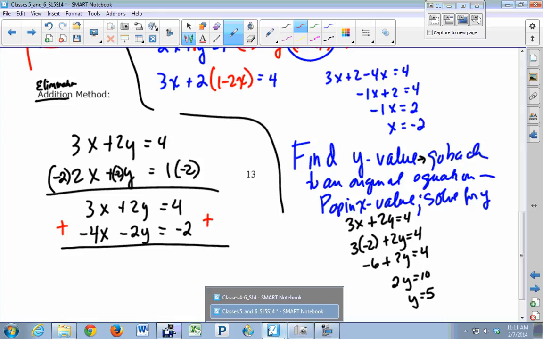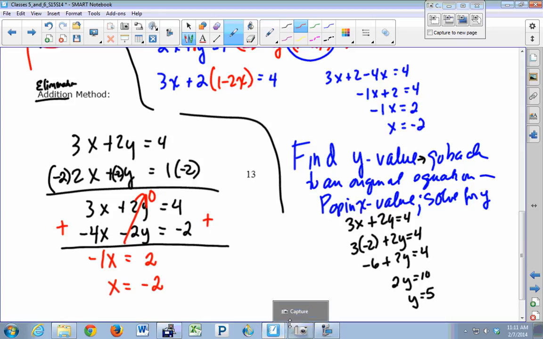So now you add everything on the left side and everything on the right side. When you add everything on the left side, you get negative 1x. This becomes a nice, beautiful 0. You could say plus 0 if you want. And then on the right side, you have 2. And then when you solve for x, you get x equals negative 2. Same as we did before. Okay? And then you would go back to one of your original equations and solve for y. So that's the idea behind addition.